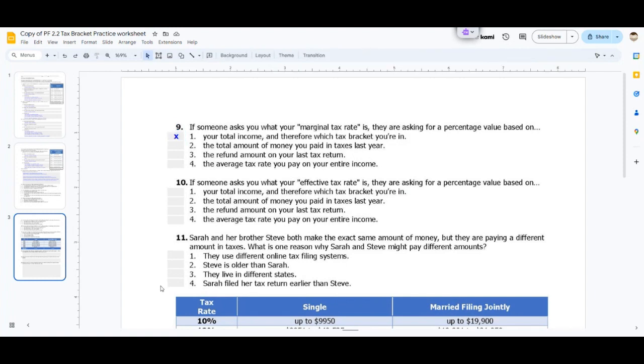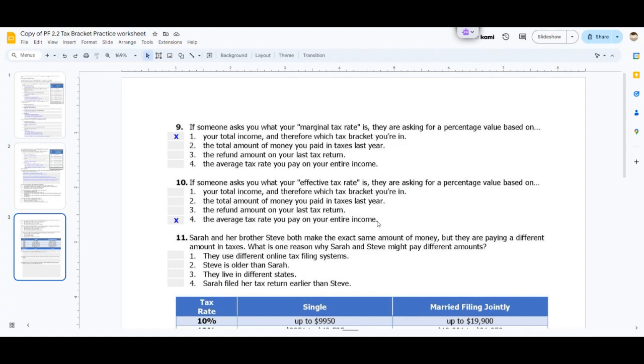All right, number 10, if someone asks you what your effective tax rate is, they're asking you the average rate of tax that you pay over your entire income. So they're asking what is the actual percentage that you paid on your earnings during this year. All right, number 11, Sarah and her brother Steve both make the exact same amount of money. They pay different amounts in taxes. What's one reason they might differ?